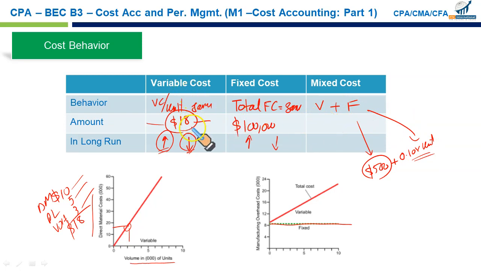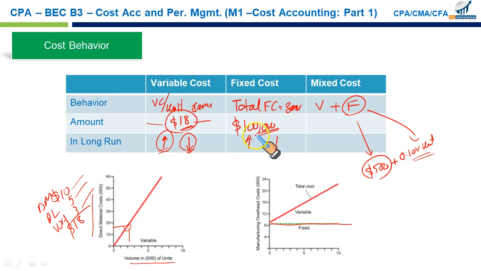Remember, variable cost per unit stays the same, total fixed cost stays the same, and mixed cost per unit decreases. If you produce more units, your mixed cost per unit will fall because of the fixed component in it. Remember, variable cost per unit stays the same, fixed cost in total stays the same, but if you divide more and more units into the same fixed cost, your fixed cost per unit will fall.